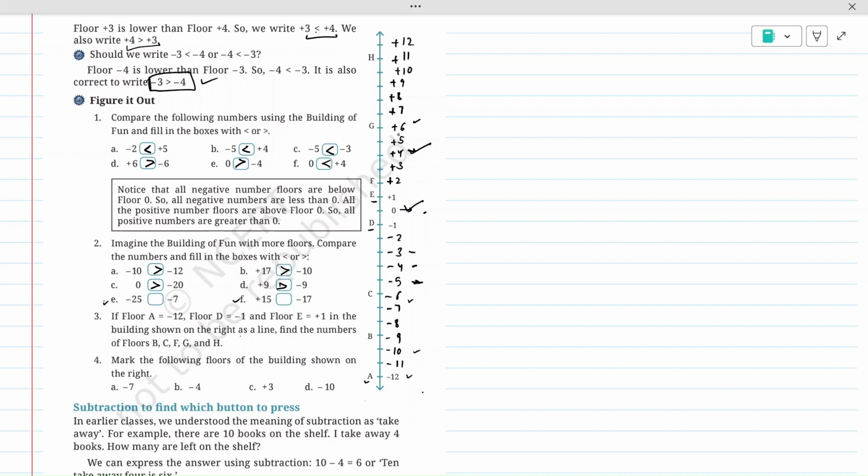So kids, we have already marked this. In B we have 9. C we have 6. F we have 2. G we have 6. And H we have 11. Right? So we have marked this on the number line. Now mark the following floors of the building shown on the right. -7, so we have marked -7 here already. Minus floor also marked. +3 is marked and -10. This is also marked. So we have already marked all these points.